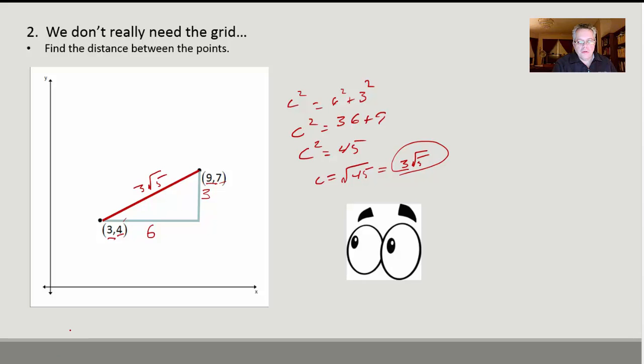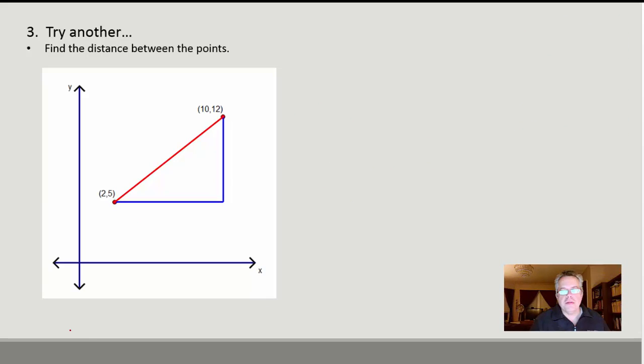Really, all I needed were the coordinates. Let's look at another example of this. This time I have the triangle already drawn. I want to find the distance between (2, 5) and (10, 12). So, let me turn my pen on. We have to find the change in x. The x coordinate starts at 2, and the x coordinate of the second point is 10, so the change in x is 8. And then the change in y, how much did it go up? All these points down here have y equals 5, and we're going up to y equals 12. 12 minus 5 is 7.